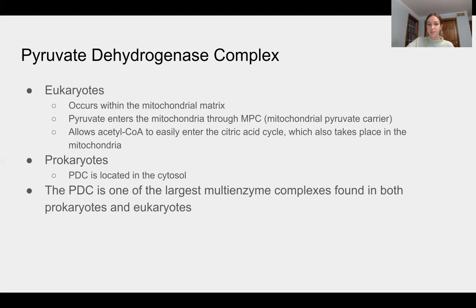easily enter the citric acid cycle, which is also taking place within the mitochondria. For prokaryotes, the PDC is just located out in the cytosol because it's not really dependent on a membrane or anything. Something else to know is that the PDC is one of the largest multi-enzyme complexes found in both prokaryotes and eukaryotes. It exists as a complex of 3 enzymes. It's not just 3 loose enzymes, which saves energy in passing products from active site to active site.